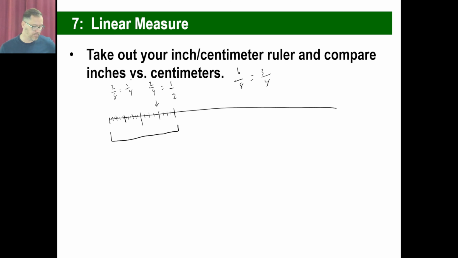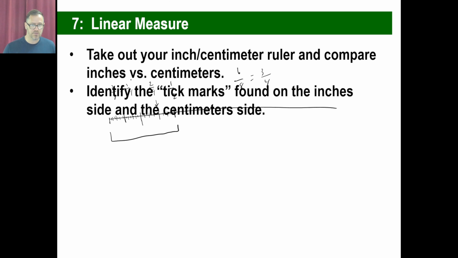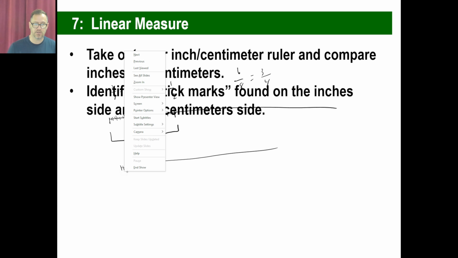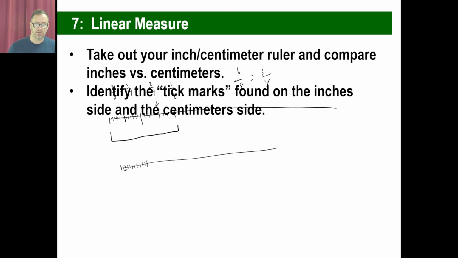But anyway, okay, let's compare inches to centimeters. Oh, that's tough to read. The centimeters side, let's say this is a centimeter. Well, you're going to see that there are 10 tick marks. 1, 2, 3, 4, 5, 6, 7, 8, 9, 10. Each one of these, from here to here, is a millimeter. 10 millimeters give you 1 centimeter. And that's basically how it works.